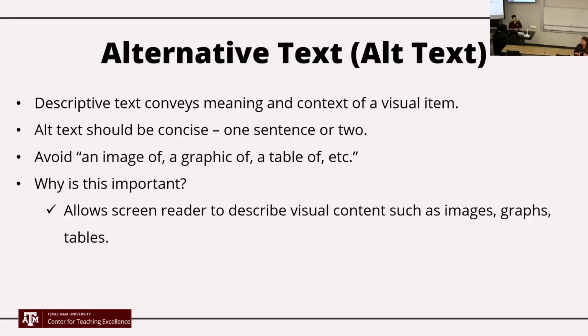The alt text should be concise. It doesn't need to be a paragraph long. Just one or two sentences to describe it. You would avoid using words like "image of" or "table of" because the screen reader will know that. So you don't have to start with that. You can save that wording.